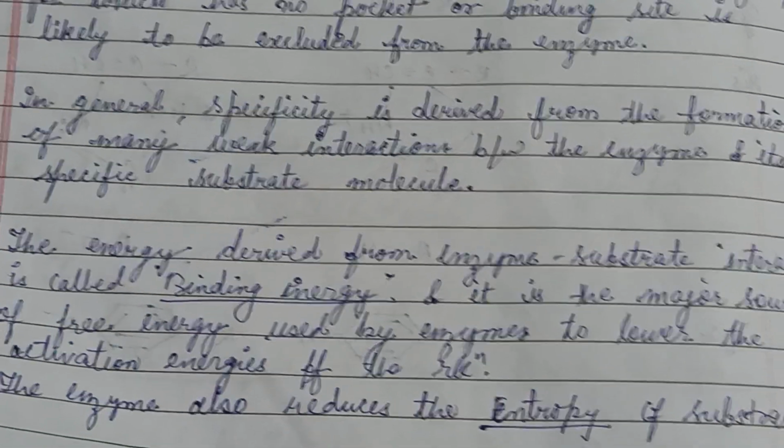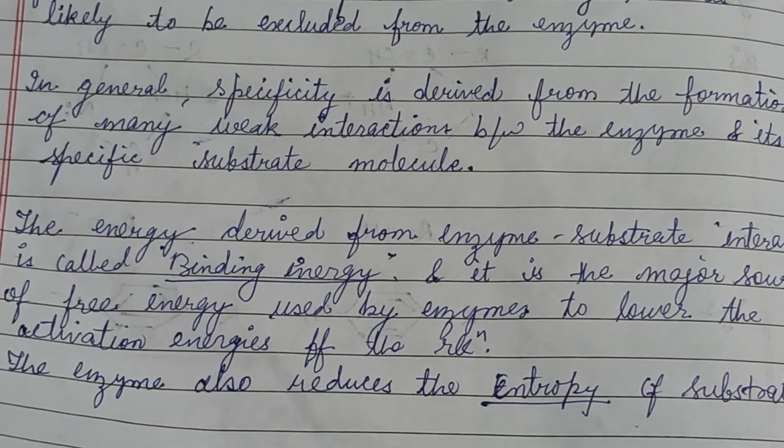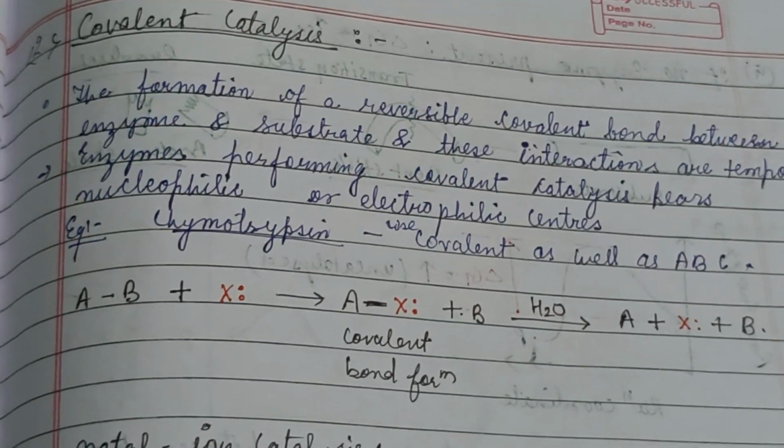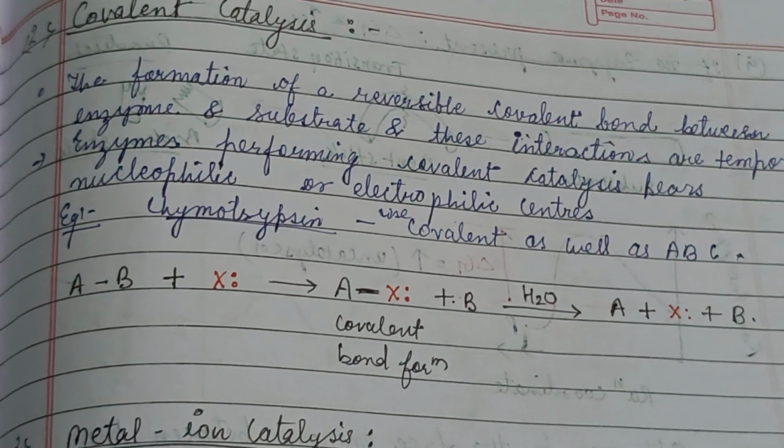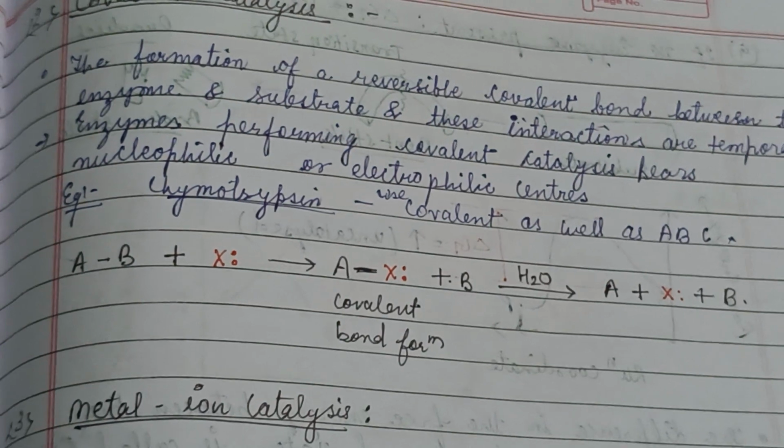So binding energy is the major source of free energy used by the enzyme to lower the activation energy for the reaction. So next one is the covalent catalysis, in which there is a reversible covalent bond between the enzymes and the substrate, and these interactions are temporary.